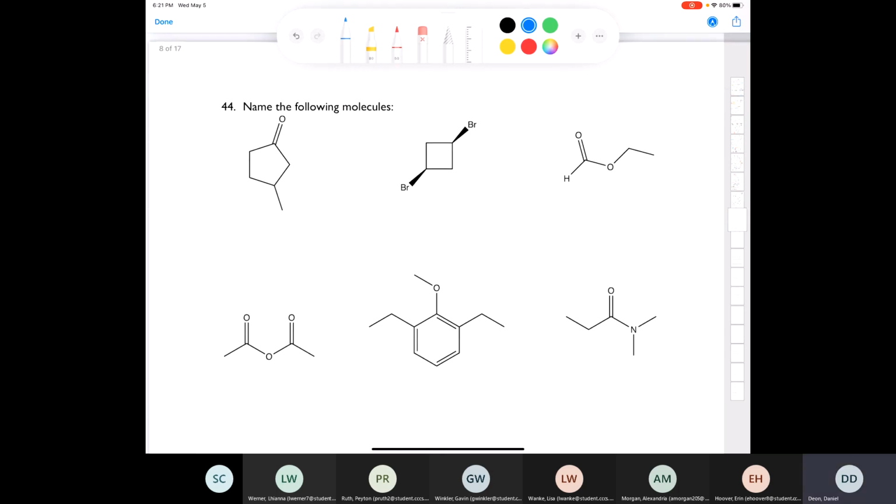Some more nomenclature. First one on the top left is a ketone. The parent would be cyclopentanone because we have a cyclopentane with a ketone, so cyclopentanone. If we number it like this, 1, 2, 3, this would be 3-methyl cyclopentanone.